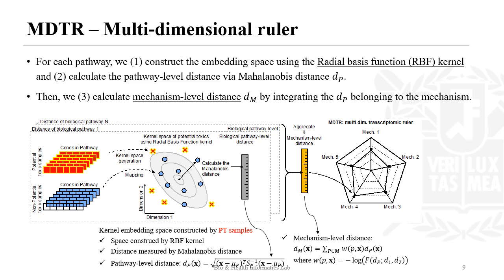And the pathway-level distance was measured through the Mahalanobis distance in the embedding space. Furthermore, the mechanism-level distance was measured by integrating the pathway-level distances belonging to the mechanism. So we create a 5-dimensional liver toxicity ruler for a total of 5 mechanisms.